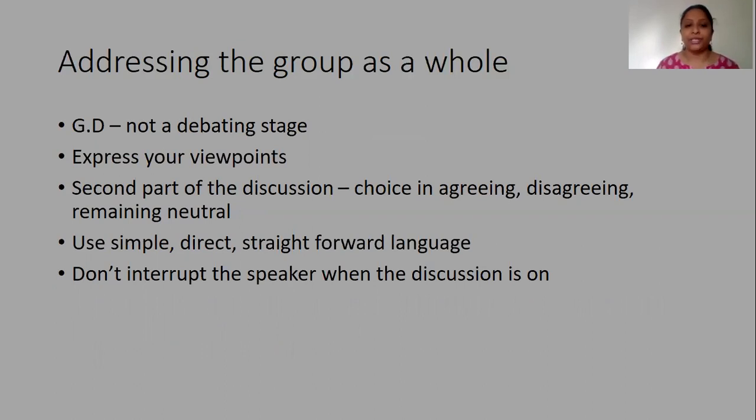And the second part of the discussion is like, you need to give the choice in agreeing, disagreeing, remaining neutral, right? So you can also say I agree with you, or I agree to your point, and I think I'm totally against your point, or if I deviate a little bit from what you're saying, would you mind? So such kind of expressions also need to be used, to agree, disagree, or to remain neutral.